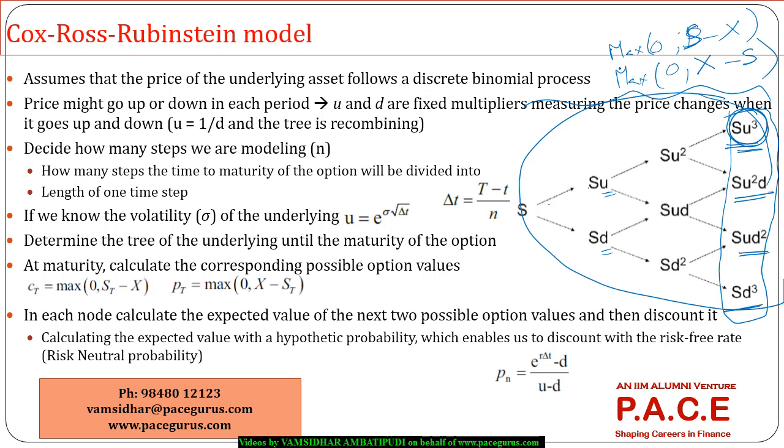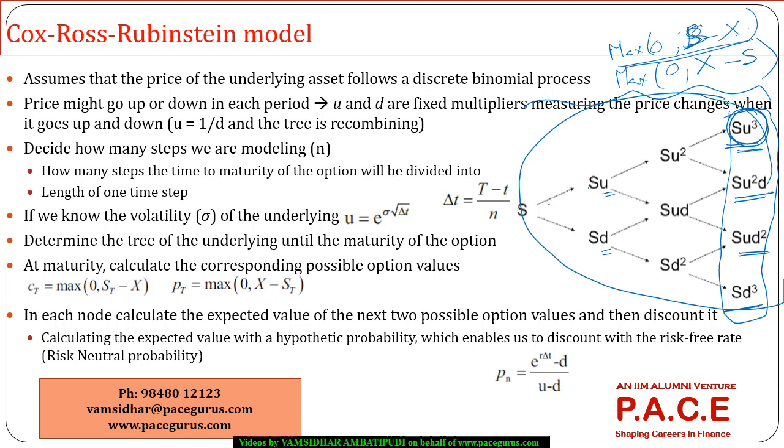So for the option value, I will take the maximum of stock price minus the strike price, or 0, in case of a call option. The maximum of strike price minus the stock price, comma 0, in case of a put option. So I will get the option values here.